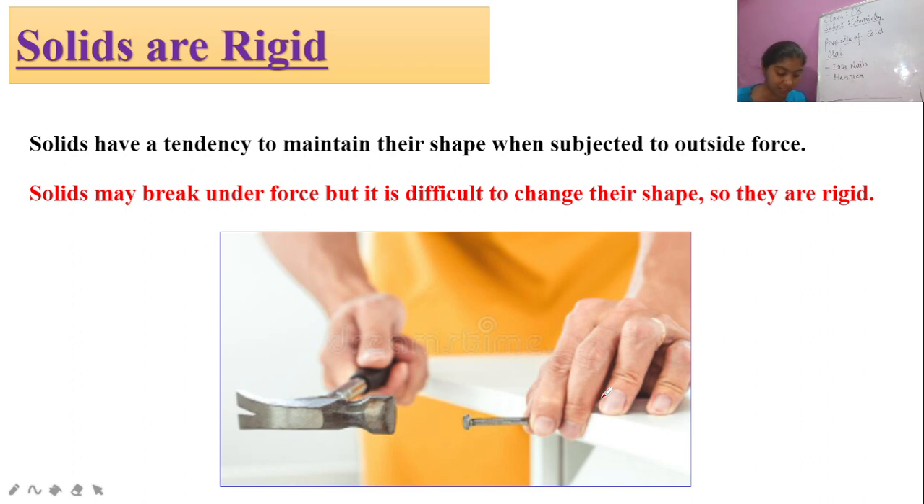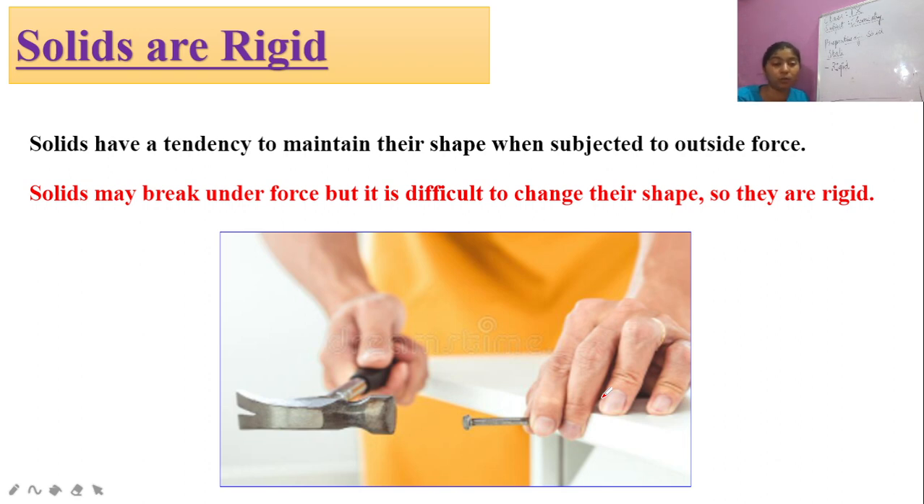So let me write it down on the whiteboard. What is that property? Solids are rigid. So let's see what rigid means and how you can define that solids are rigid. Solids have a tendency to maintain their shape when subjected to outside force.